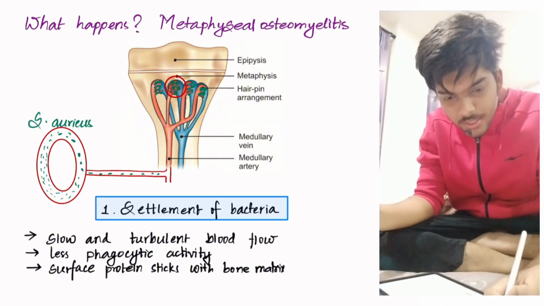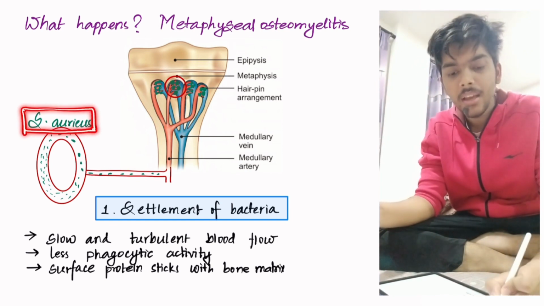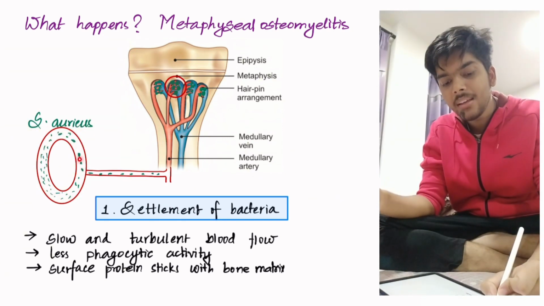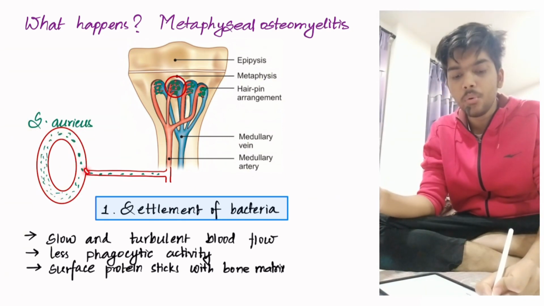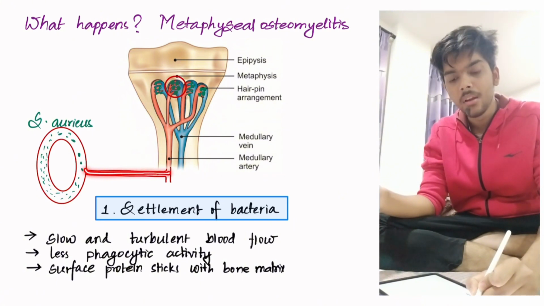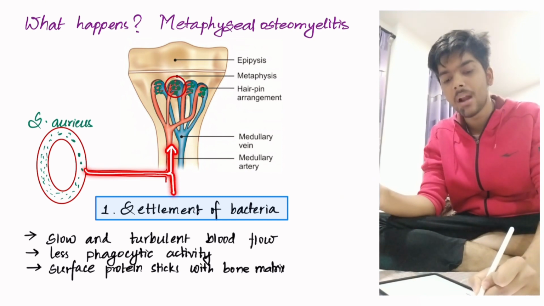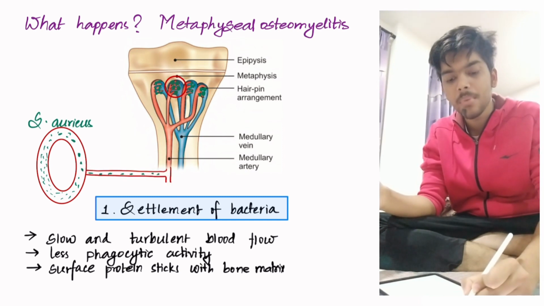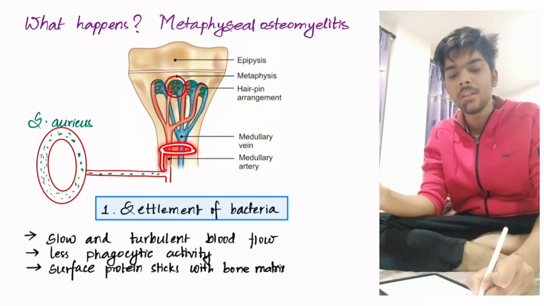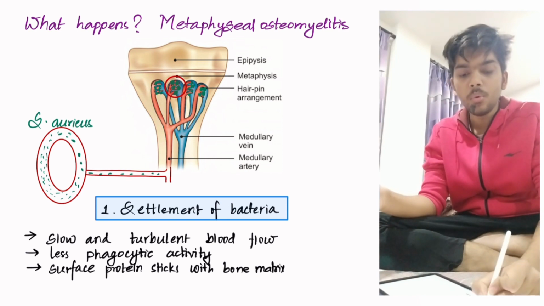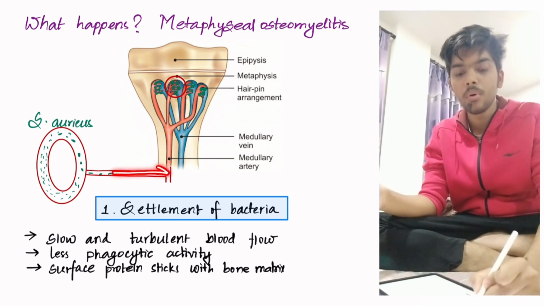Firstly, there's Staphylococcus aureus in the bloodstream in the form of bacteremia. The bacteria enters into the nutrient artery, which supplies the long bone. Once the nutrient artery enters the long bone, it gives off two branches, an ascending branch and a descending branch. Since these branches are present within the medullary cavity or bone marrow, they are also called medullary artery. So the nutrient artery supplies blood to the long bone.